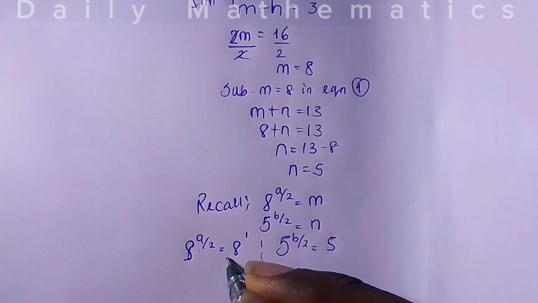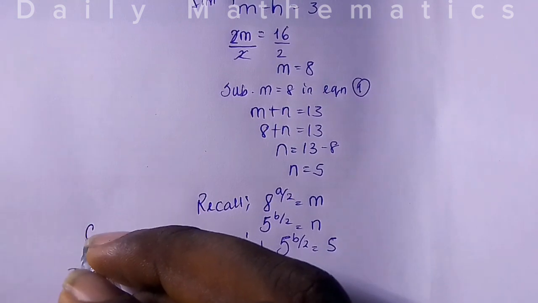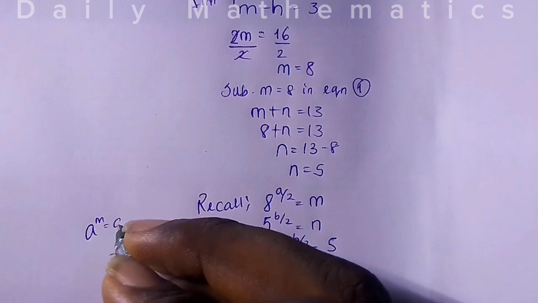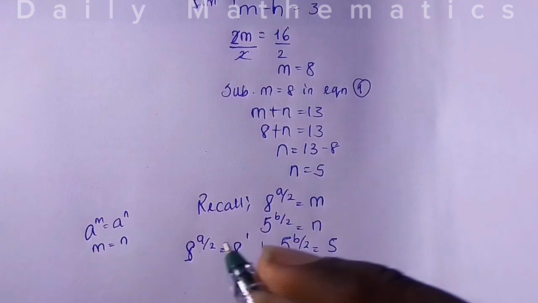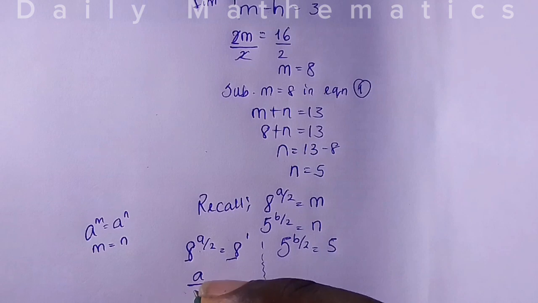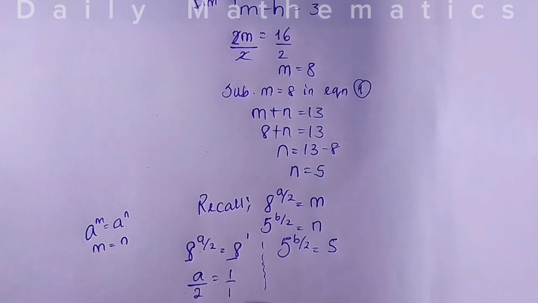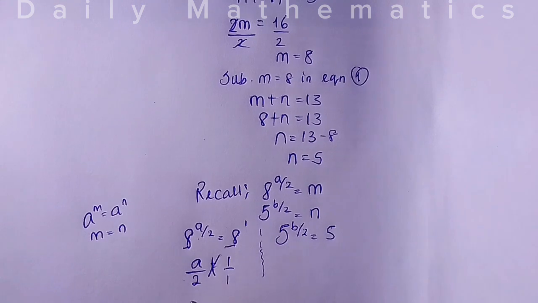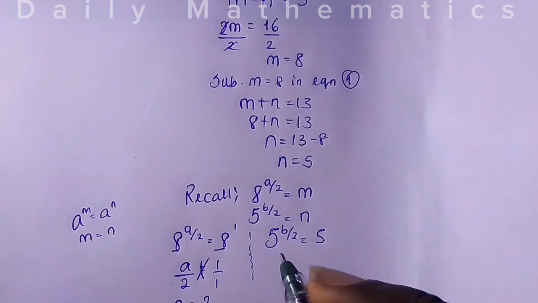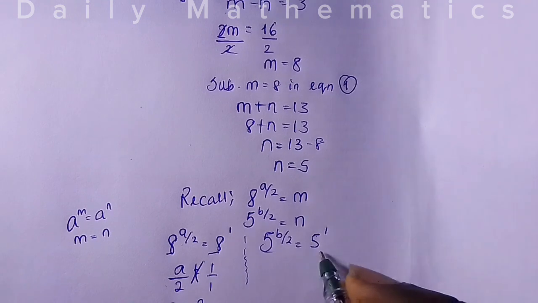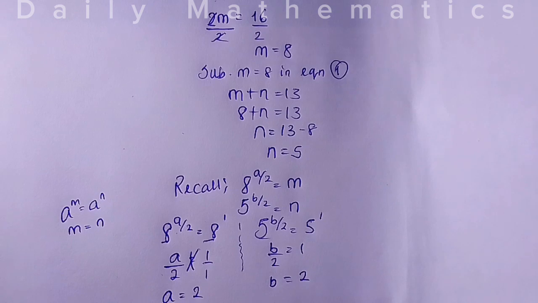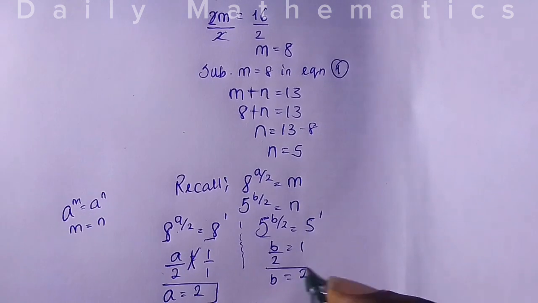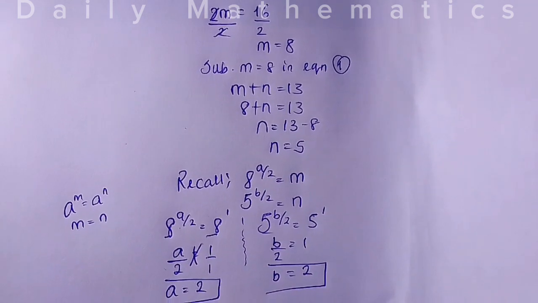Remember when we have a raised to the power of m equals a raised to the power of n, m will equal n. The powers will equal themselves when the bases are the same. So since we have the same bases, we have a over 2 equals 1, and when we cross multiply, a equals 2. The same thing will happen here: b over 2 equals 1, and then b equals 2, right? So a equals 2 and b equals 2.